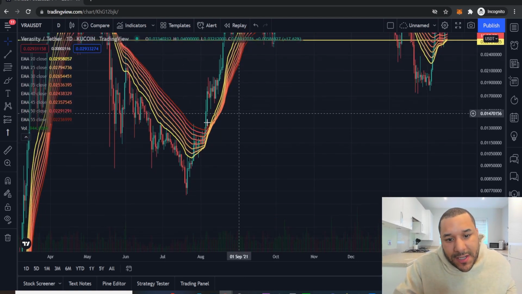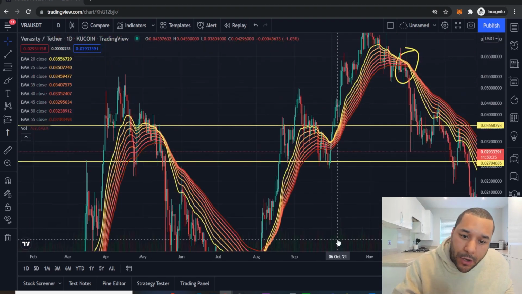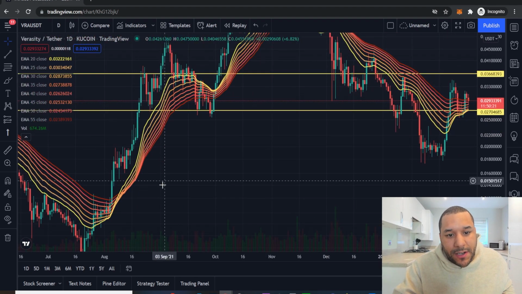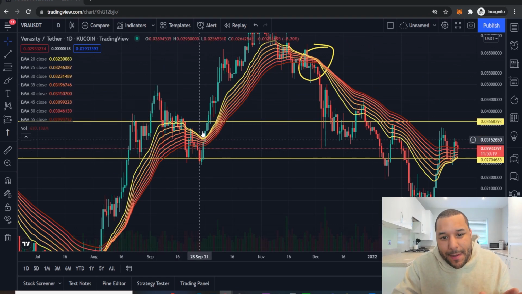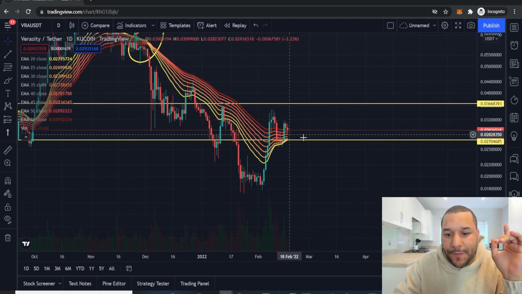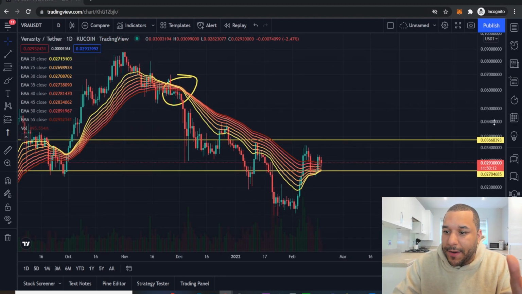So look, here's another cross in the tangle. See the tangle in the ribbons? And look what happened. It rode it like a wave. The price action just came up, was bouncing off it. Maybe it came down a little bit here, but it bounced off it again. And this is what I'm expecting to see with Verasity in the future. So let's keep an eye on it and see what happens.